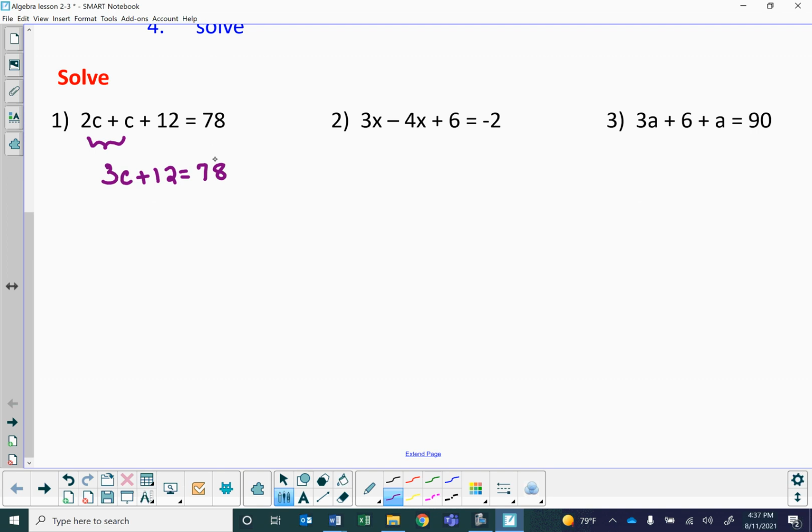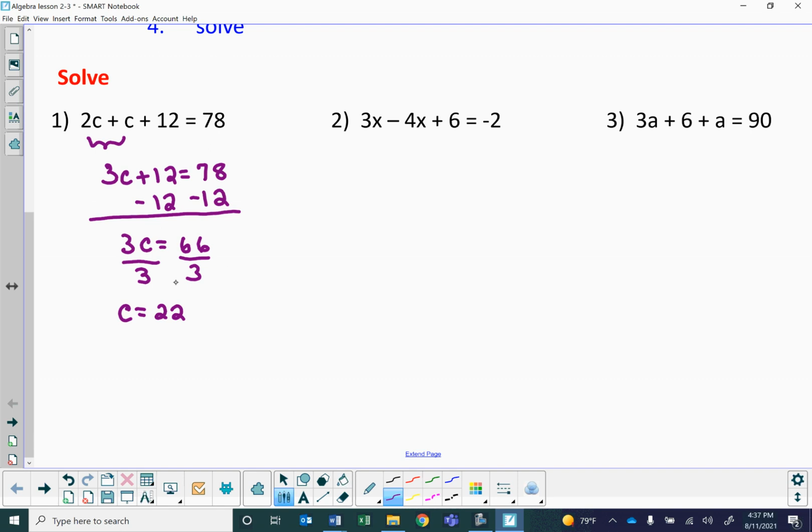So we've combined our like terms, which happens to be our c's. Now all we need to do is undo anything added or subtracted, and then undo anything multiplied or divided. So we're going to subtract 12 from both sides of the equation, and we'll have 3c equals 8 minus 2 is 6, 7 minus 1 is 6, 3c equals 66. Now, since they've multiplied c by 3, we're going to undo the multiplication by 3 by dividing by 3. So 66 divided by 3 is 22, so c equals 22.